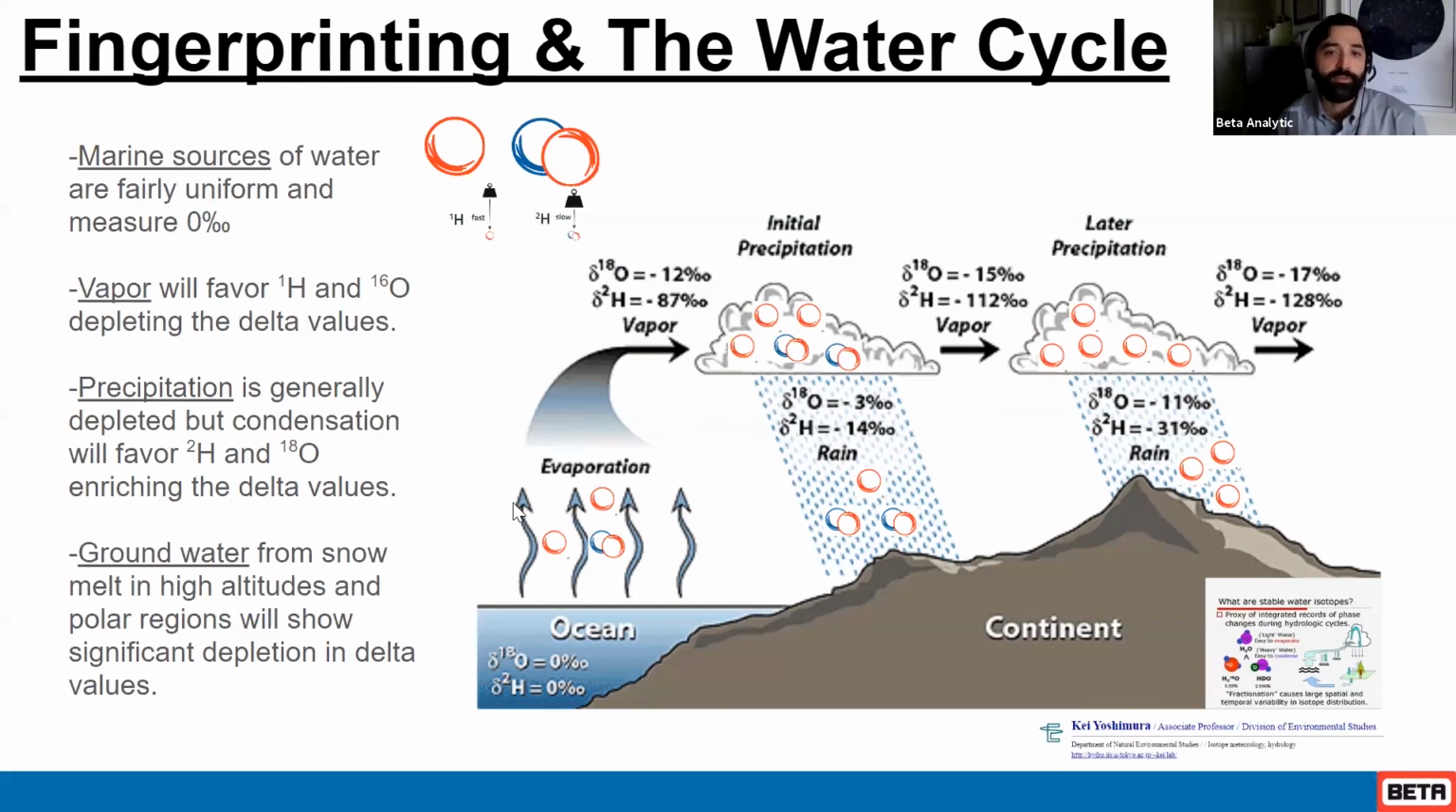While evaporation favors the protiums and O16s, condensation does the opposite, right? So condensation actually favors your deuteriums and your O18s. So your initial precipitation, therefore, rains out whatever heavier isotopes are in that water. And then as you have your later precipitation and a movement forward, you have less and less of the deuterium and O18s present. And then finally, the last parts of your rain tend to be fairly depleted. So basically, the further the cloud moves away from the source, the more depleted it gets.